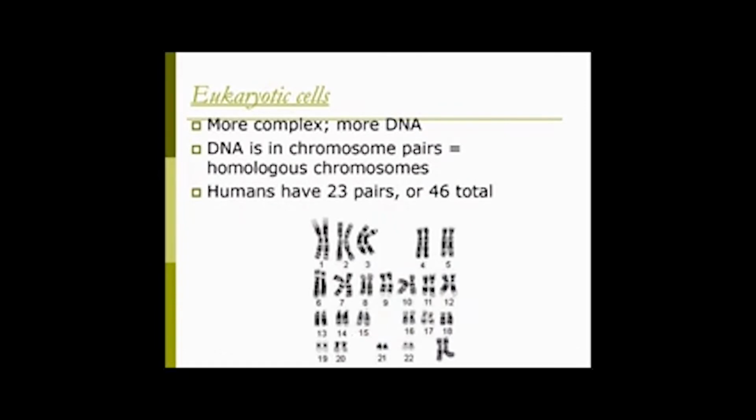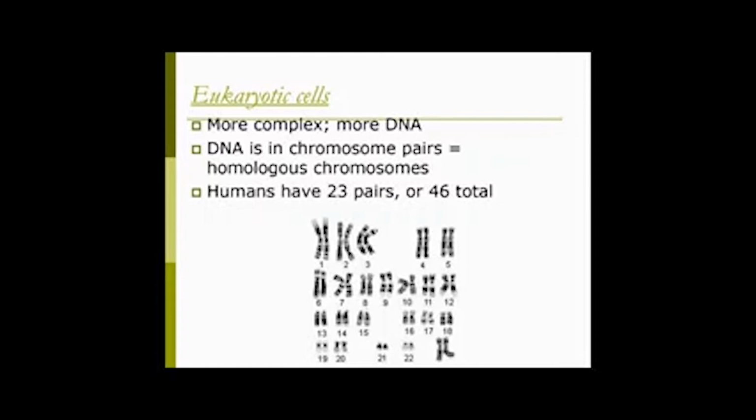All right, eukaryotic cells, that's us. They're more complex. There's more DNA, and the DNA is in these long strands instead of a circle. The DNA is in chromosome pairs, and there's homologous chromosomes. We'll talk about that. We'll talk about what a chromosome is here in a second. Humans have 23 pairs, or 46 chromosomes altogether.